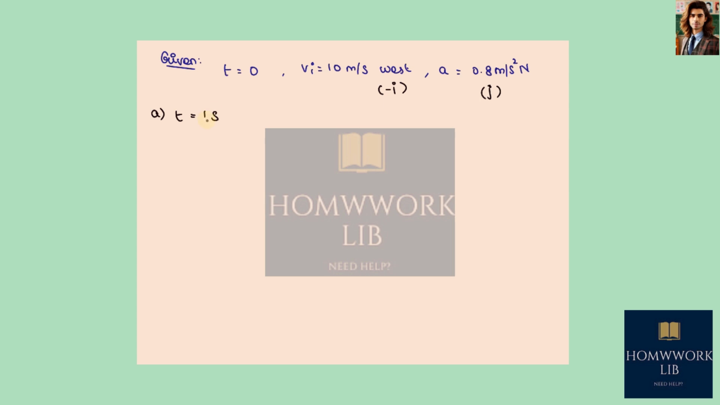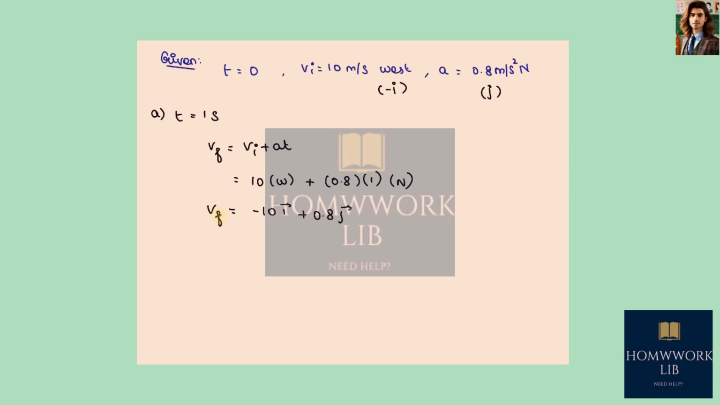So let's find out for 1 second. In this case we have to find the final velocity Vf, that is equal to Vi plus At. So now here Vi is 10 meter per second in the west direction, plus acceleration is 0.8 meter per second squared in north direction, and time t is 1 second. So this will give minus 10 i vector plus 0.8 j vector.